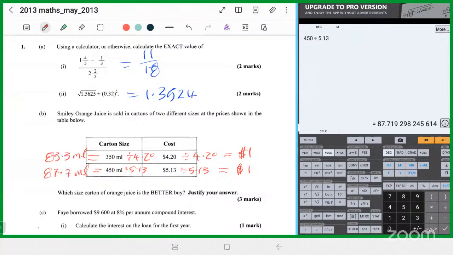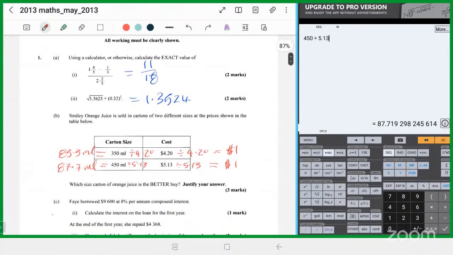So it means that in this second carton, you're getting more juice for $1. And so this one is the better buy. The 450 is the better buy. And this is the calculation. It said justify your answer. This will be the calculation.